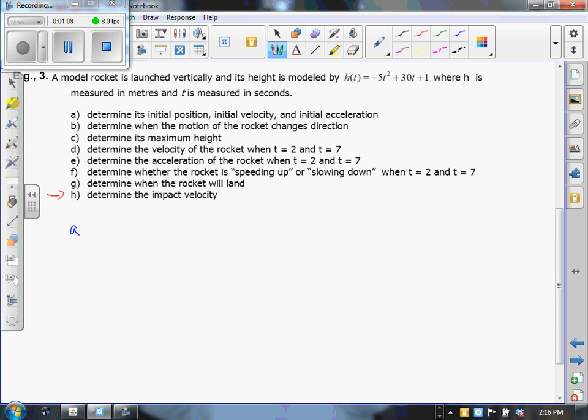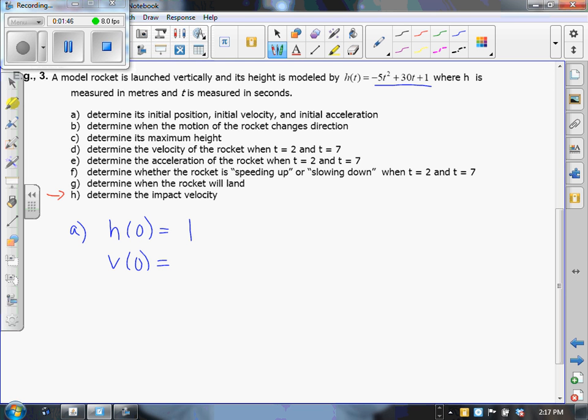So in part A, the initial position would be the height of the rocket at time 0, which is the y-intercept of the function h at t. So if you substitute in 0, I think you'll recognize that you're going to get a value of 1. And that 0 went in, of course, into this function here. So we have 1 meter in height. As for the initial velocity, we need v at 0.